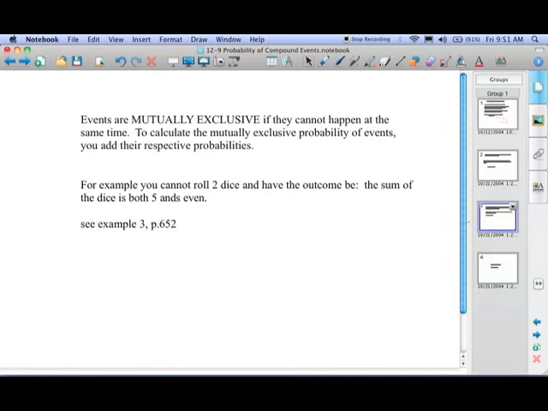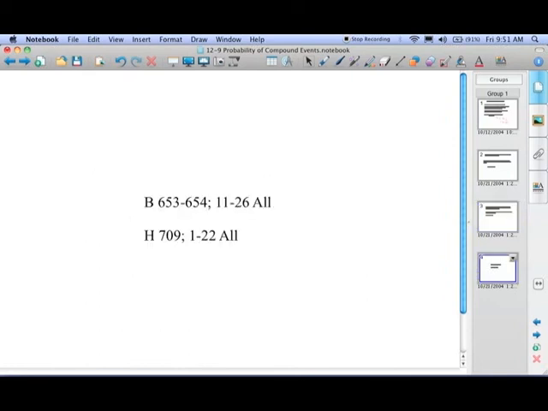And we will spend some time tomorrow in class looking over some examples and doing some of these problems in class. In fact, your homework is page 653 and 654, problems 11 through 26 all.